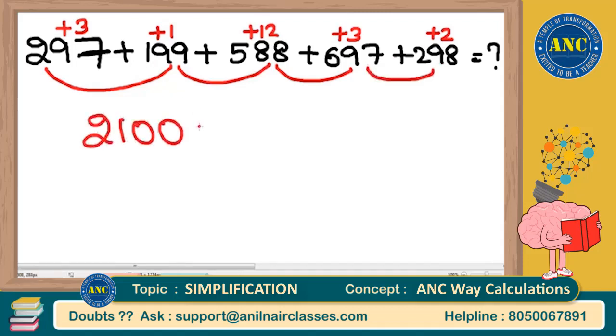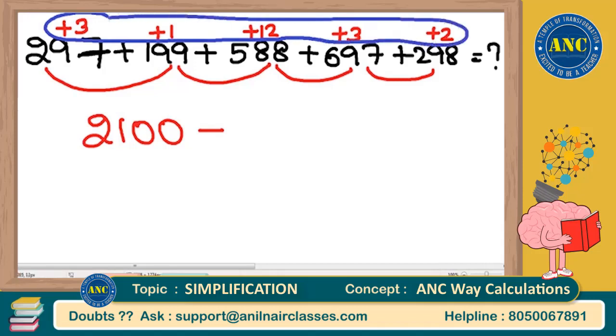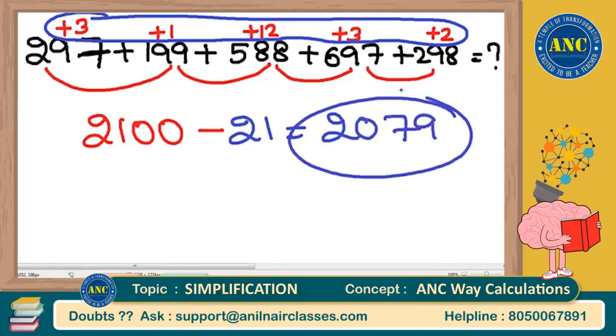But I added so many extra things. To compensate, I need to subtract. 3 plus 1 is 4, 4 plus 12 is 16, 16 plus 2 is 18, 18 plus 2 is 21. I added 21, remove the 21. 2079. One classical example to show you how to distribute things. How to distribute things is what I want to teach you from this easy question.